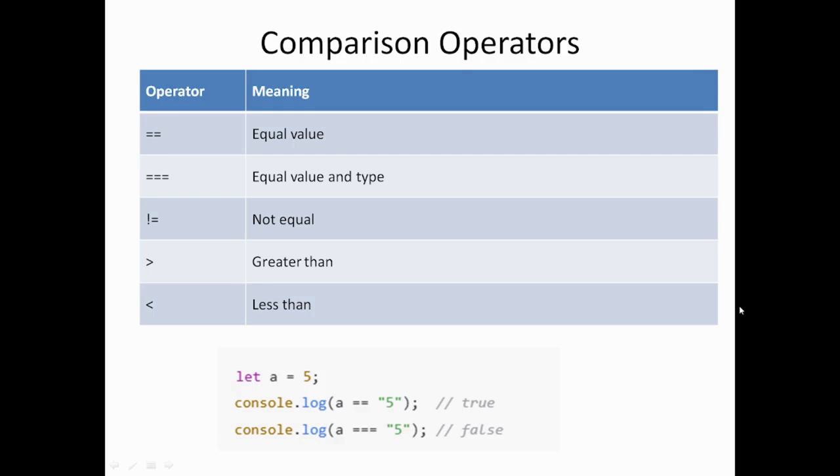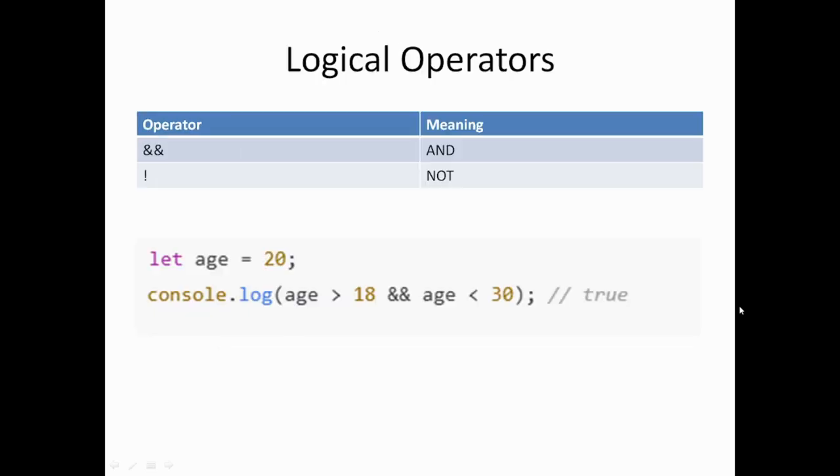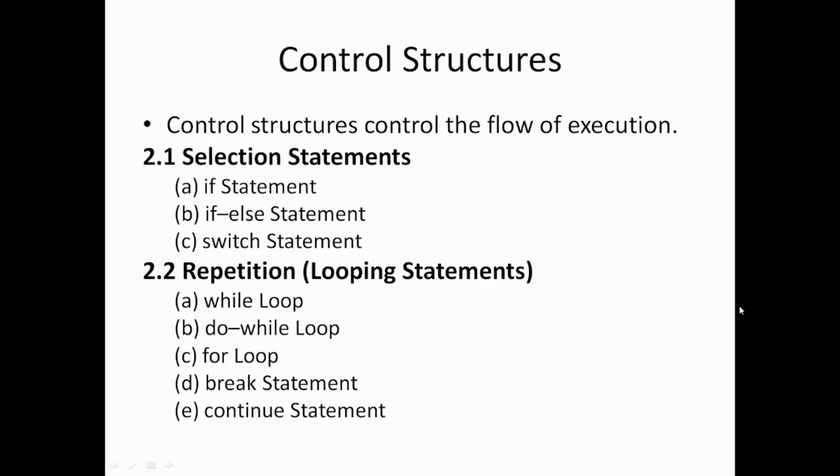Whereas with the triple equal to symbol, it will check the value as well as the type. Here both a and 5 have equal values, but the type of a is integer, whereas the 5 mentioned in the operation is a string, because it is within double quotation marks. So as the type is different, it returns false. Logical operators are logical and, logical or, and logical not, and both can be used in conditions.